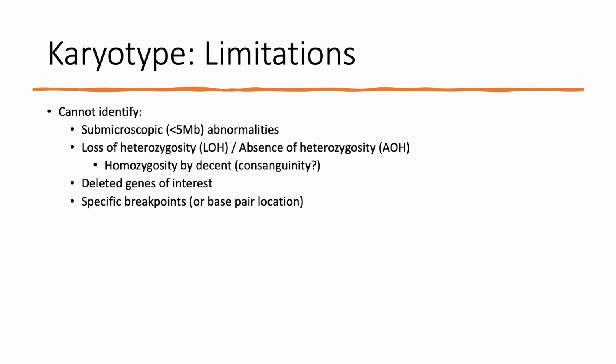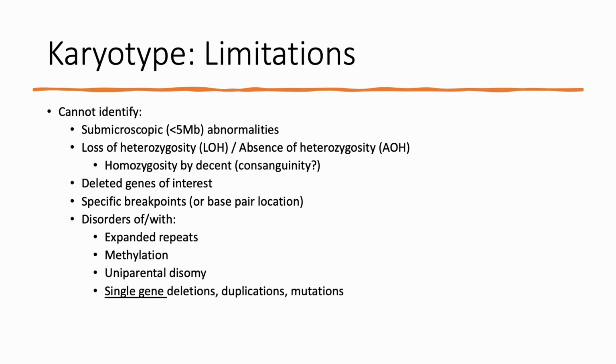Next, it cannot identify specific breakpoints or base pair locations, which require more precise techniques to map the exact location of structural changes. Karyotyping also struggles with detecting disorders related to expanded repeats, such as those seen in Huntington's disease, where repeated sequences are often too small for karyotypes to resolve, or methylation changes, which can affect gene expression without altering the chromosomal structure itself.